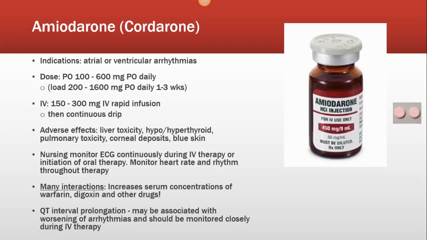The other thing amiodarone can do is it can actually prolong the QT interval. And that's a problem because it can be associated with worsening of the arrhythmia, and when you prolong that QT interval, you can actually wind up going into VTAC and VFib. So we have to be very careful when we're giving these kind of medications, and to be closely monitoring our patient.